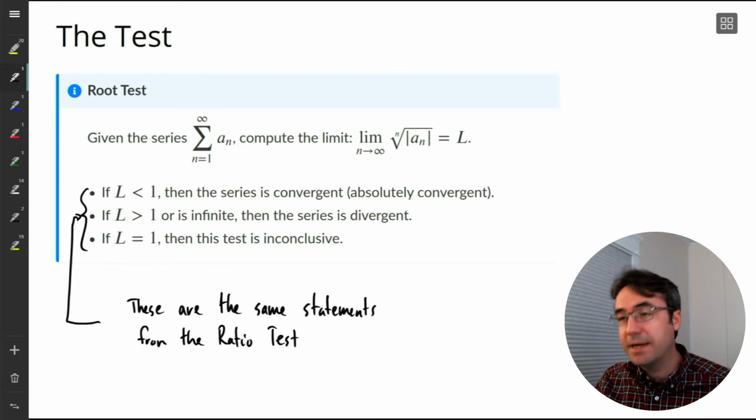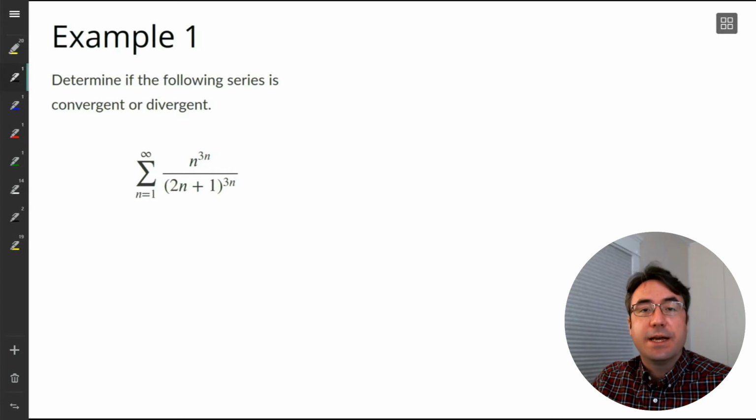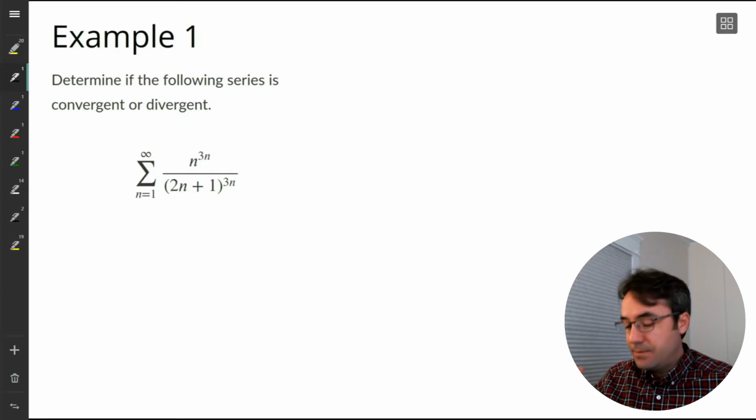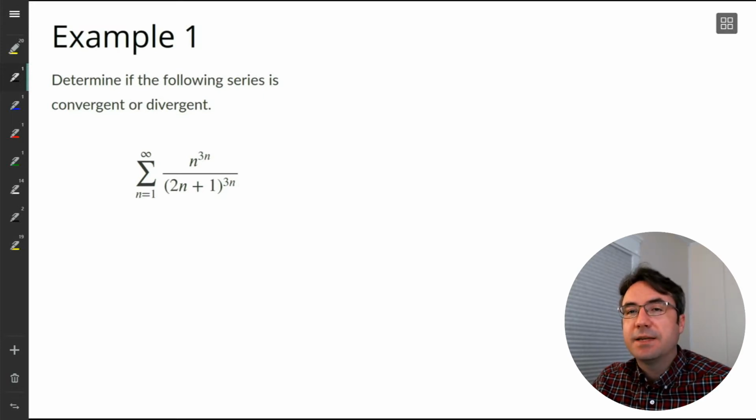All right, so let's try an example. And generally where we would use the root test is something like this first example. And what do we see? Well, we see n raised to the power 3n. So we see this exponent n here. And then in the denominator, we see the same thing. We have 2n plus 1 raised to the 3n. So we see it being raised to the power n here as well. So generally, we use the root test when everything is being raised to a power n.